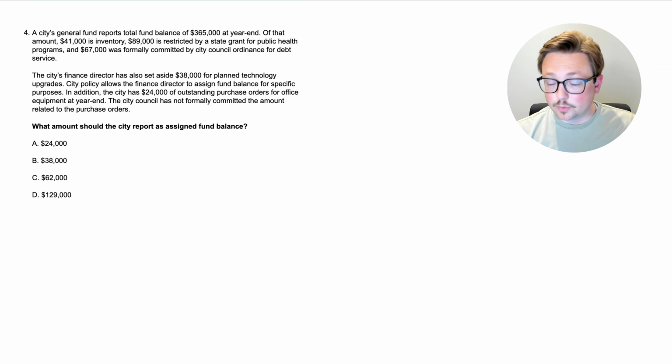We've learned 3 steps though so far. We've learned about non-spendable, restricted, and committed. So you could probably look through this, figure out what amounts are non-spendable, restricted, or committed, and that will probably help you get closer to, or maybe even get the right answer for the assigned fund balance. So I would say at this point, pause the video, try this on your own because we've learned quite a bit so far. And when you're ready, come back, we'll look at the answer together to learn more about assigned fund balance.